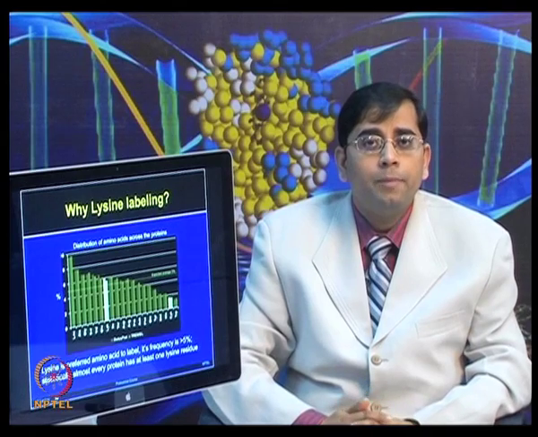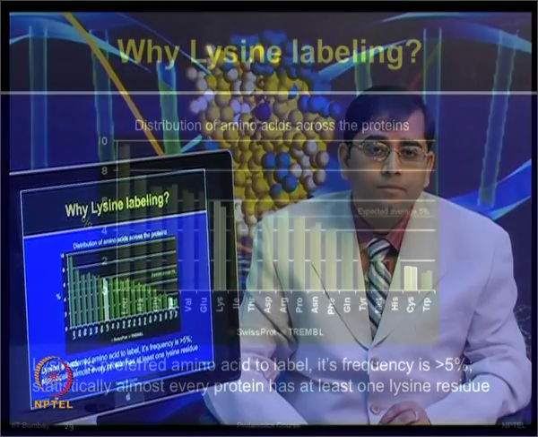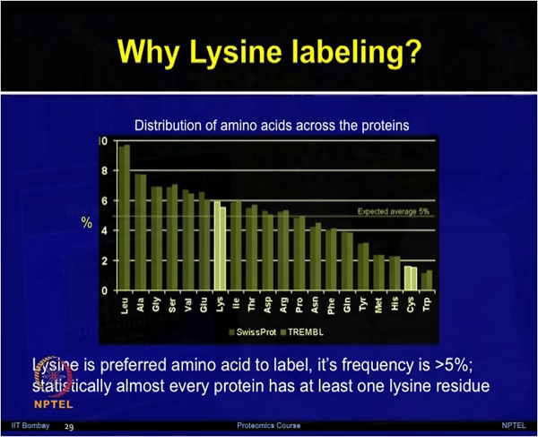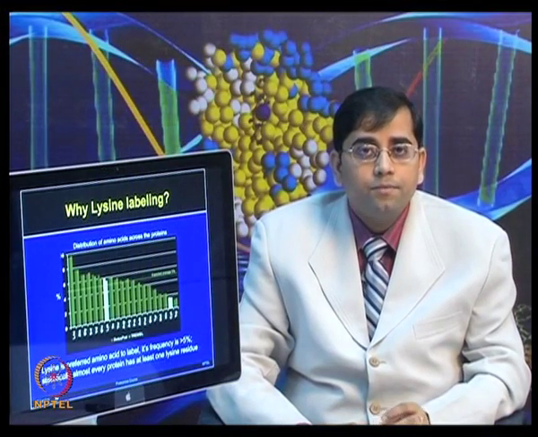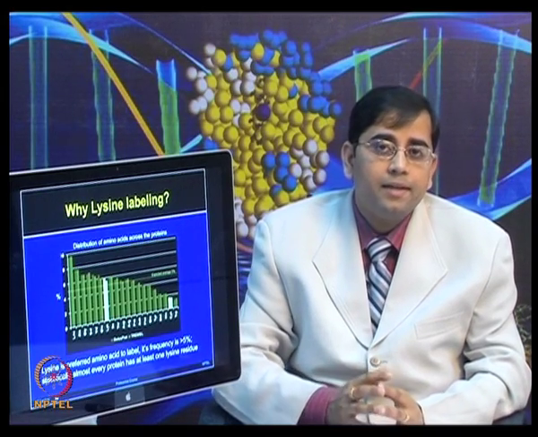So, let us talk about the popular method of targeting lysine. Why label only the lysine amino acid? Lysine is the preferred amino acid, as I have shown you in this graph, the distribution of amino acids across the proteins and their percentage distribution. So, lysine is the preferred amino acid to label, its frequency is greater than 5%. So, statistically almost every protein has at least one lysine residue. So, there is a good probability that your protein will have a lysine residue and it will get labeled if you are targeting the lysine.